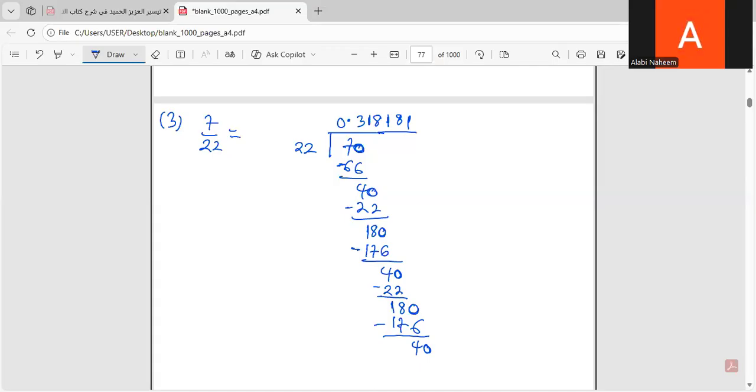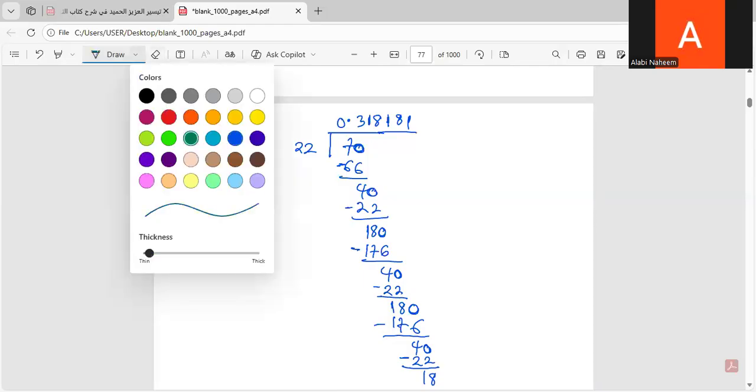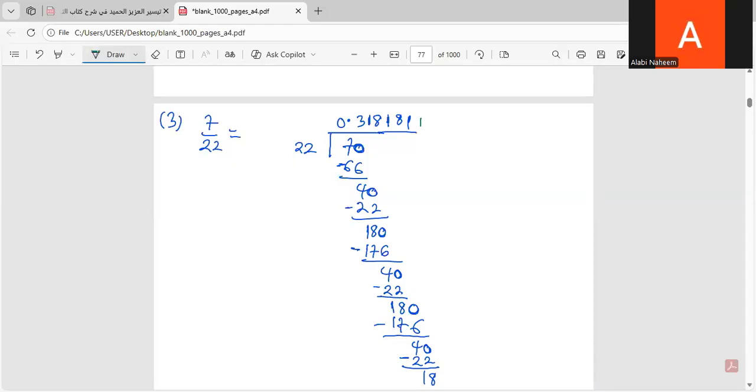So you have 22 times 1, 22. You subtract. What do you have? You have 18. So you also do not need to be told that 18 is the repetitive part of the decimal in this case. You can say after we have 3, we continue to have 18, 18, 18, 18, 18. 1 8, 1 8, 1 8, 1 8.